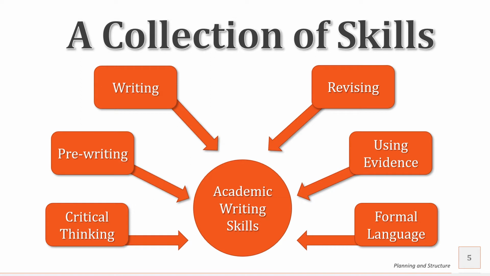Academic writing is not just one skill, it is a collection of skills. Critical thinking, being able to assess your ideas, pre-writing, planning your draft copy, writing, actually now putting your ideas into an essay format, revising, going over your work with a fine-tooth comb and editing where necessary, using evidence. You cannot simply state something because you think it is correct. Researching is key, and having evidence to prove your theories and statements is crucial. Using formal language, correct grammar, tense, and style is a must when writing.